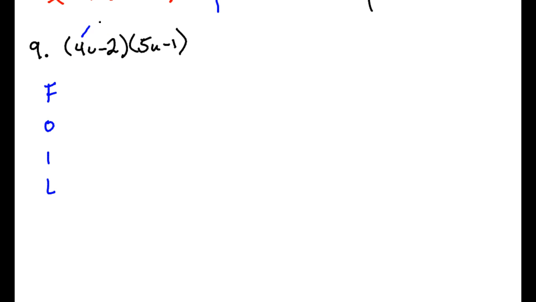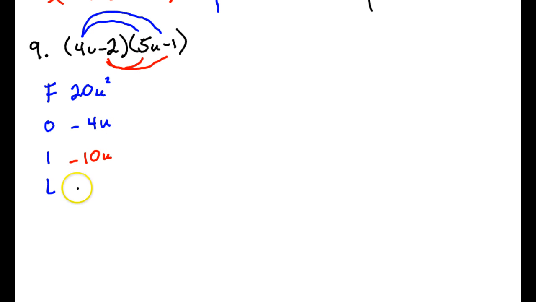So first, what is 4u times 5u? 20u squared. And 4u outside. 4u times negative 1. Negative 4u. Inside, I. Negative 2 times 5u. Negative 10u. And then last, L. Negative 2 times negative 1 is positive 2.